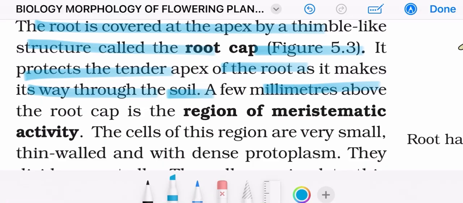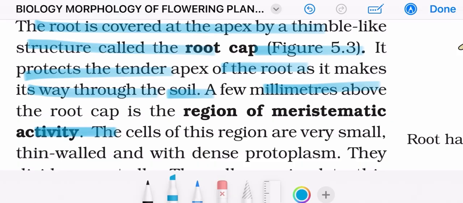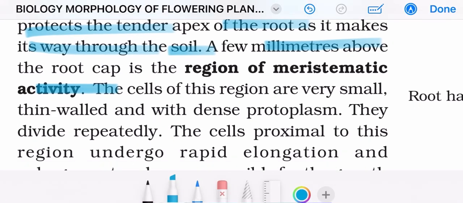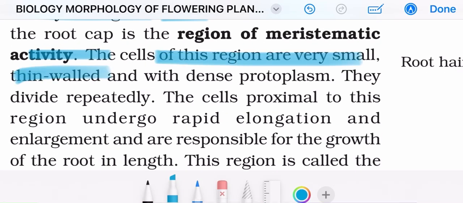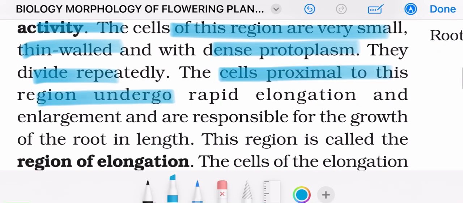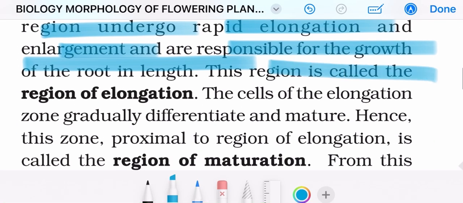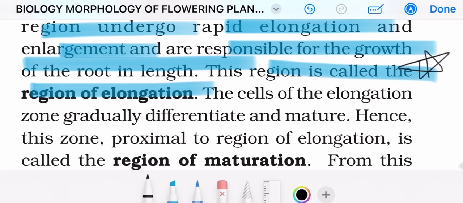A few millimeters above the root cap is a region of meristematic activity. The cells of this region are very small, thin-walled, and with dense protoplasm. They divide rapidly. The cells proximal to this region undergo rapid elongation and enlargement and are responsible for the growth of the root in length. This region is called the region of elongation.